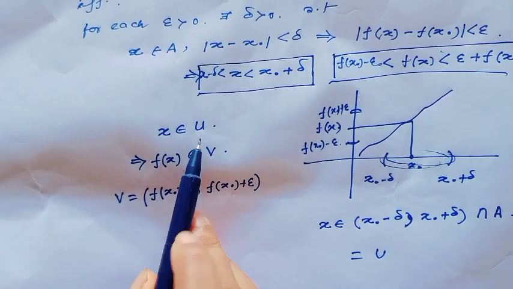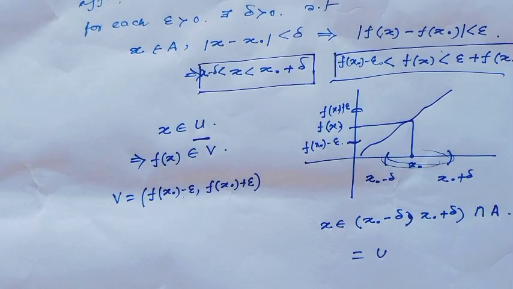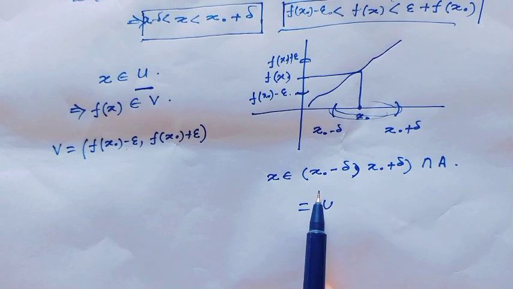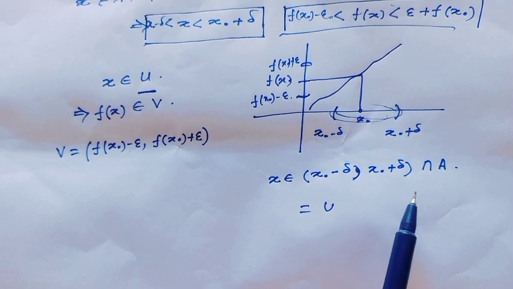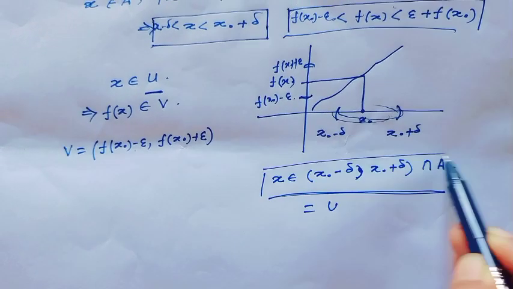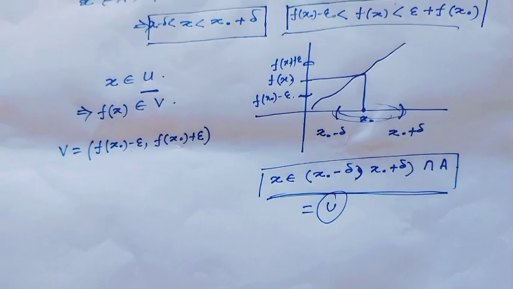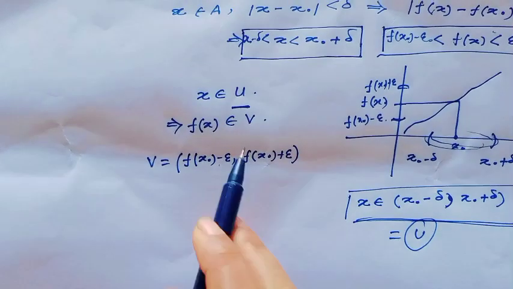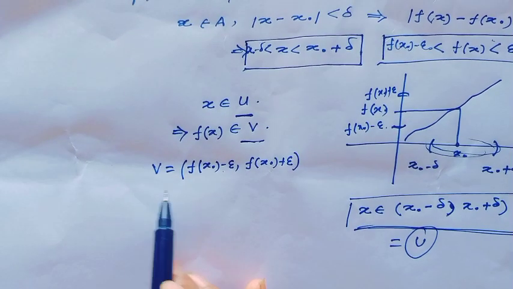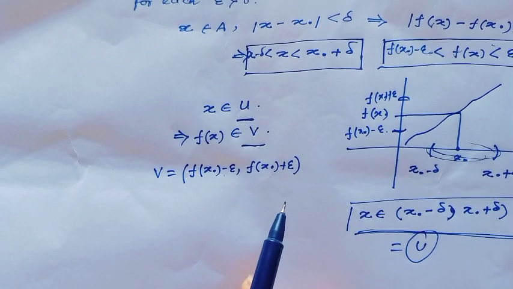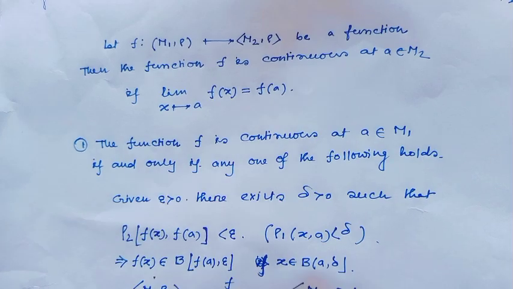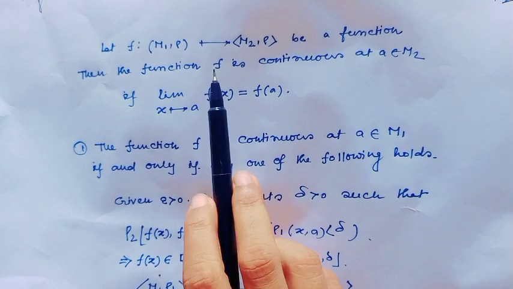Consider x belongs to U, where U is this set: x belongs to (x0 minus delta, x0 plus delta) intersection the set A, and consider this set is capital U. Then that implies f(x) belongs to the set V, where V equals (f(x0) minus epsilon, f(x0) plus epsilon). In a metric space, this definition is of such type.